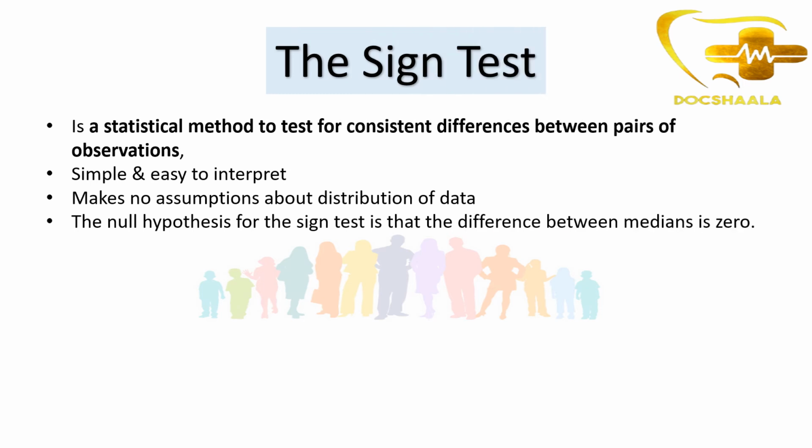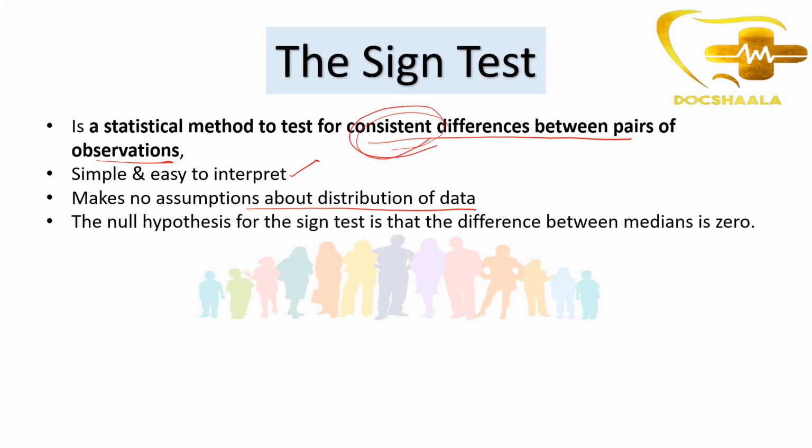Then coming to the sign test, it is a statistical method to test for consistent differences between pairs of observations. Pairs of observations means we have two different sets which we observe. So what are consistent differences? Consistent differences are the long-term differences, right? It is simple and easy to interpret, and makes no assumptions about the distribution of data. It makes no assumptions because we are looking at consistency.